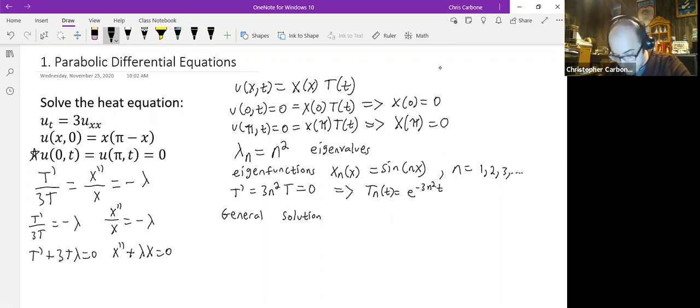So in this case, that is going to be u of x comma t is equal to the sum from n equals 1 to infinity of c sub n times e to the negative 3n squared t times sine of nx.